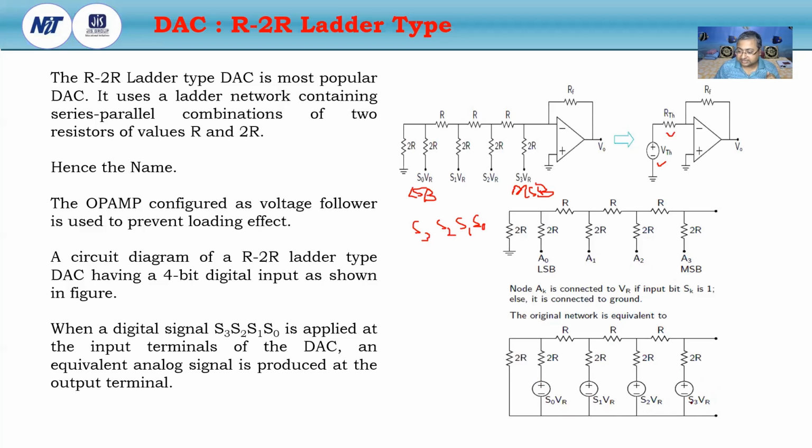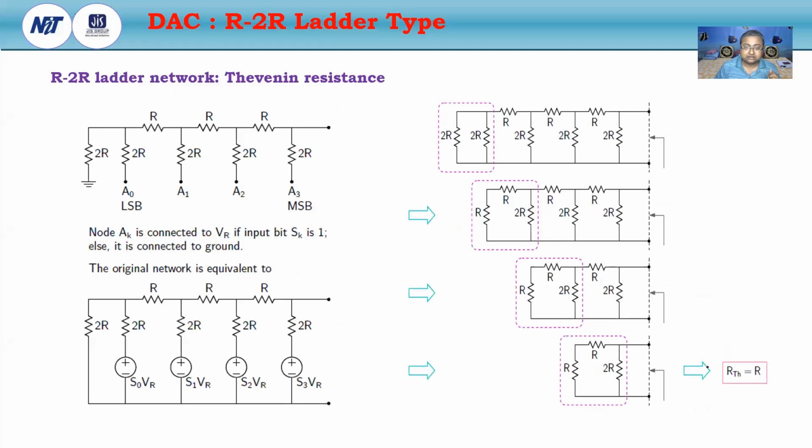Suppose S3 is the MSB, S2 is the next MSB, S1 is the next, and S0 is the LSB. Then if we put the equivalent digital voltage like this, we will get the required output. So suppose this is my R2R ladder network. How will I calculate the Thevenin resistance and the Thevenin voltage?